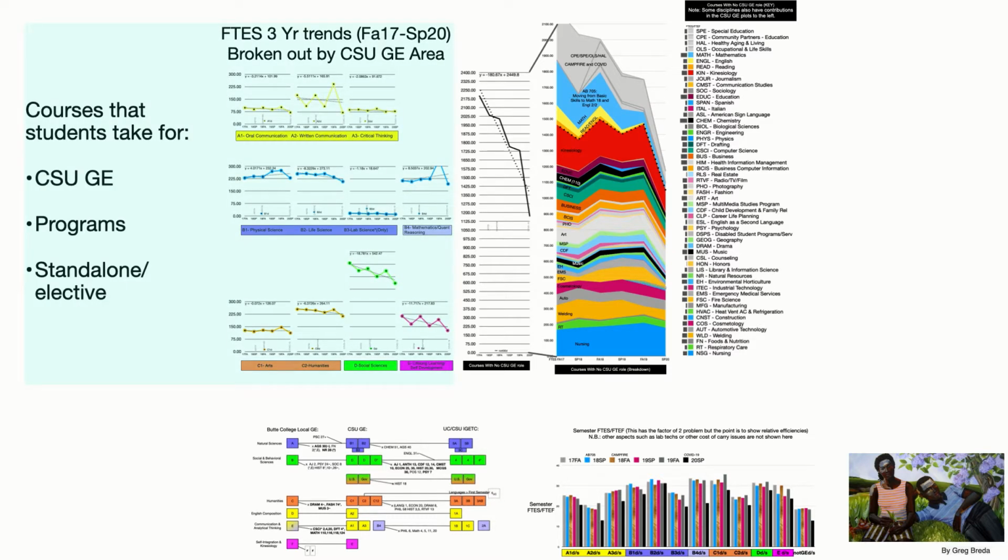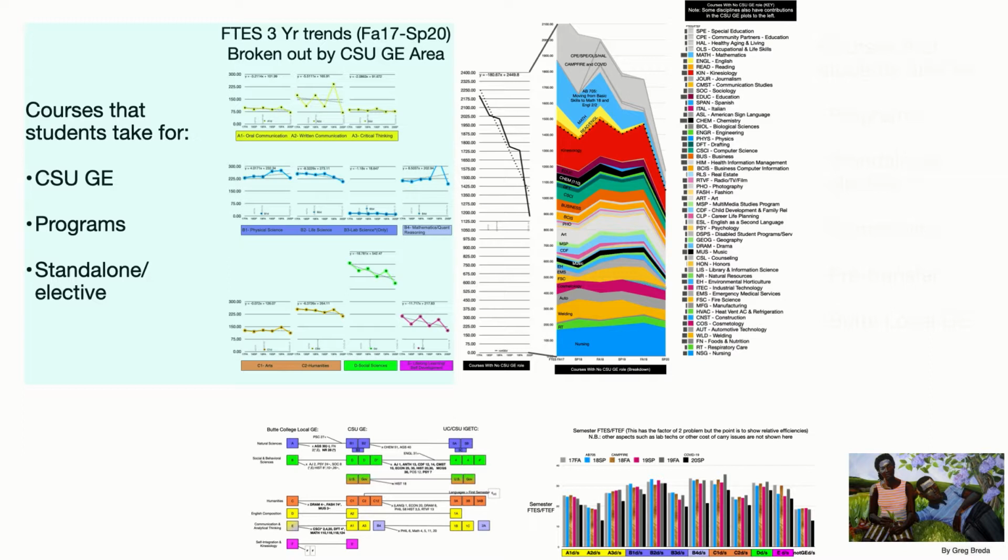The top left collection of graphs are the 3-year trends of FTES broken out by CSU GE area. If you focus at the top left, A1 oral communication, you'll see the scale on the left, which goes from 0 to 300. That is in FTES. Along the X value, those are fall, spring, fall, spring, fall, spring. So there's 6 dots representing 3 years.